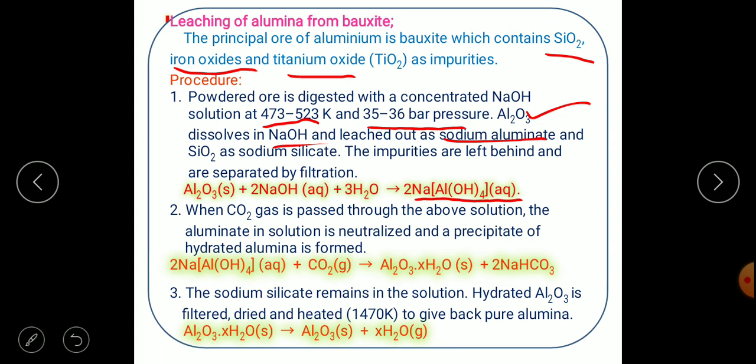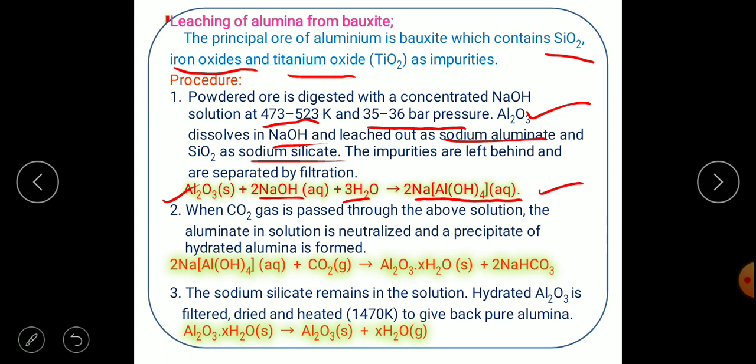Here you can observe the reaction, silicon dioxide forms sodium silicate. The impurities are left behind and are separated by filtration. So aluminium oxide reacts with the sodium hydroxide. Here we are using a water molecule in order to form sodium aluminate.